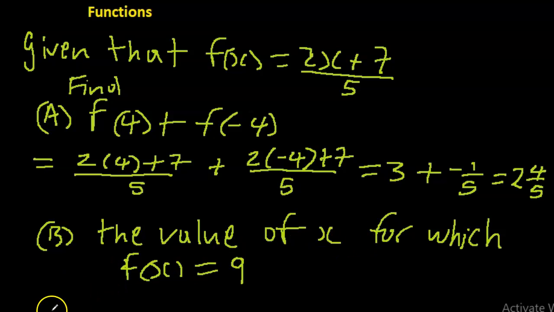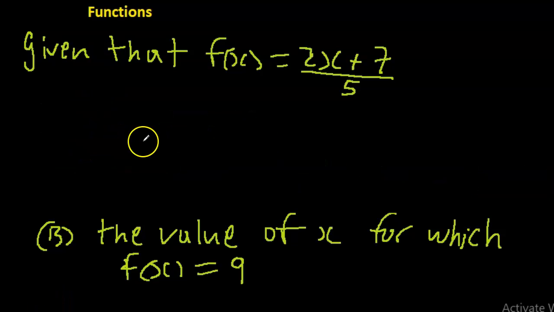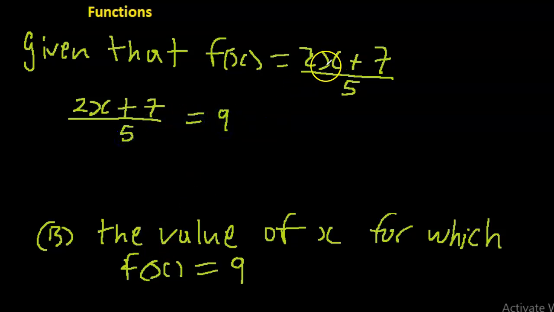Part B, find the value of x for which f of x is equal to 9. So f of x equal to 9. So what's f of x? 2x plus 7 over 5 is equal to 9. So this is what f of x is, 2x plus 7 over 5, and you say it's equal to 9.